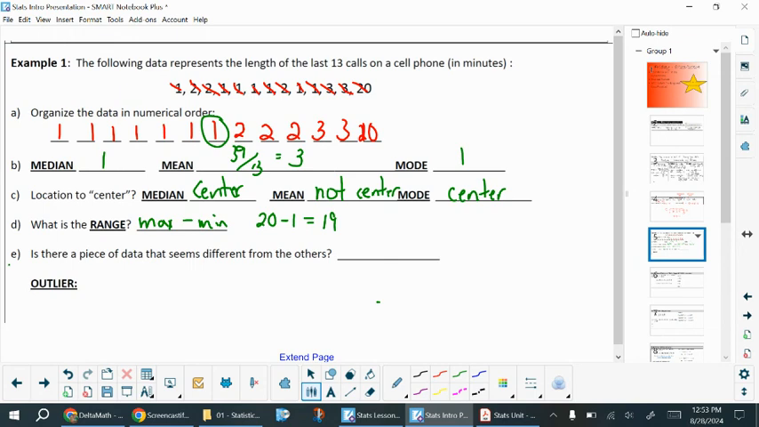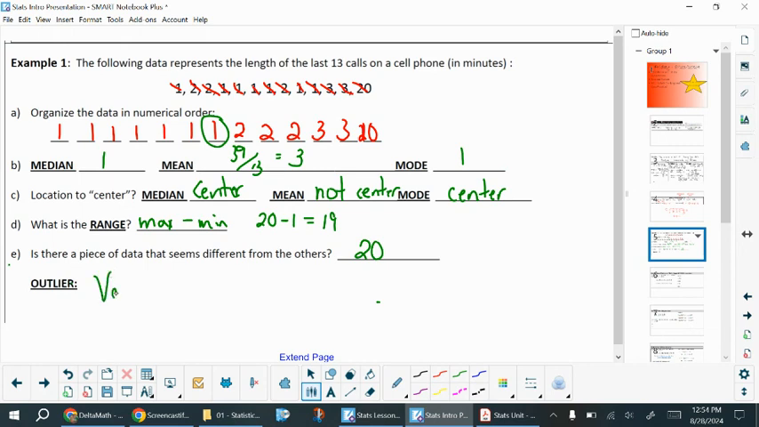The last new thing we got to talk about with this, as far as analyzing this data, is there any piece of data that seems very different from the others? And if you look at this, we've got 1s, we've got 2s, we've got 3s, and then we've got a 20. So that 20 is very different from all the other ones, and we're going to call that an outlier.